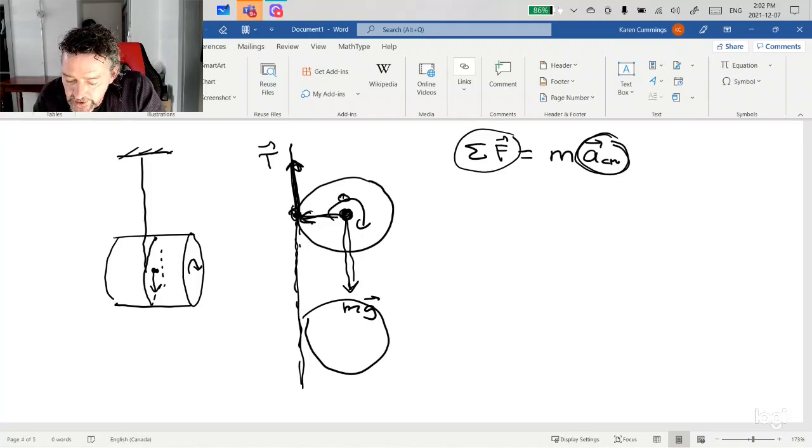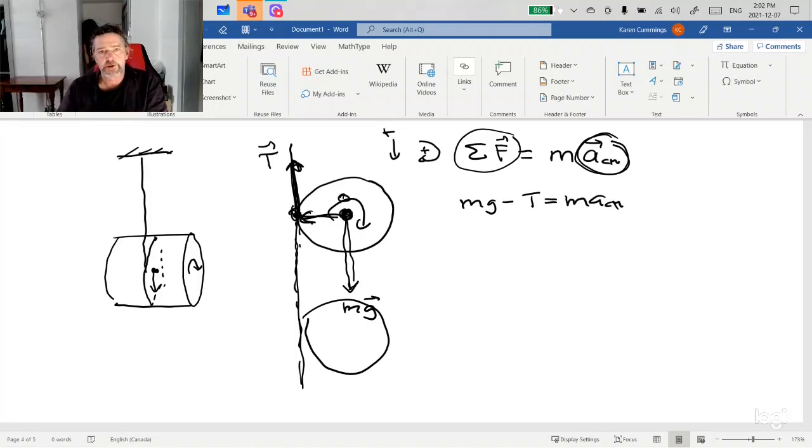Okay, so when you write down these equations, if we take, say, down to be positive, and say clockwise to be positive, then we say, well, what's the net downward force? Well, the net downward force is the weight, mg, pulling down, subtract the tension pulling up, and that should equal the mass of the object times the center of mass acceleration. So you have that equation for the linear part of this motion.